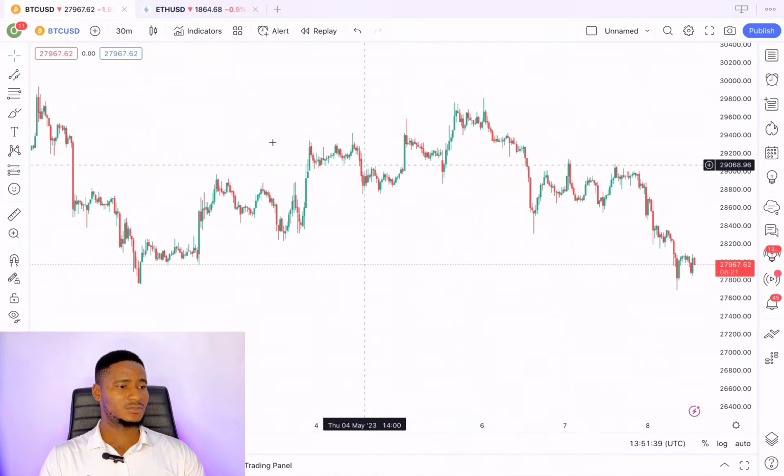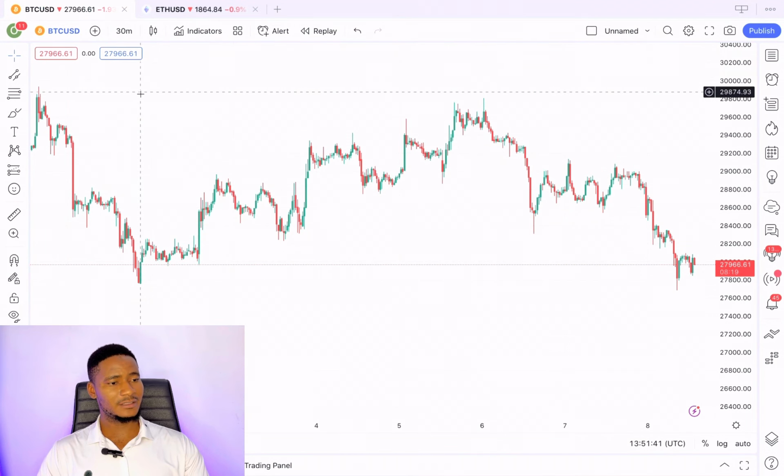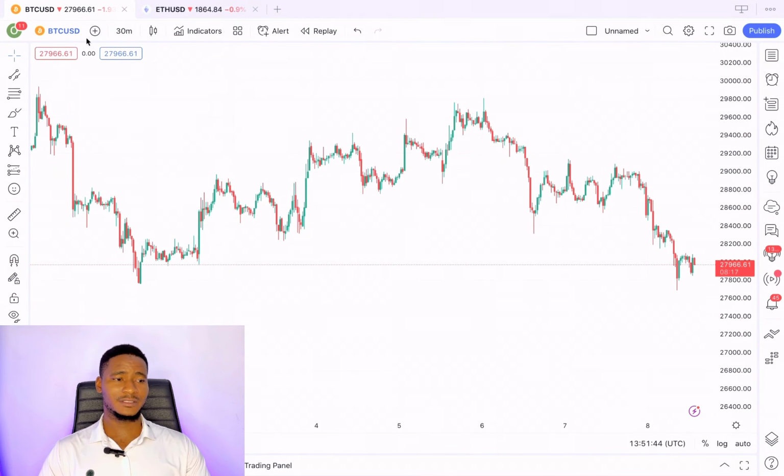Without wasting much of your time, let's go straight into TradingView so I can show us exactly what I'm talking about, right? On the TradingView application, you can see this is BTC USDT. Say you want to trade Bitcoin.